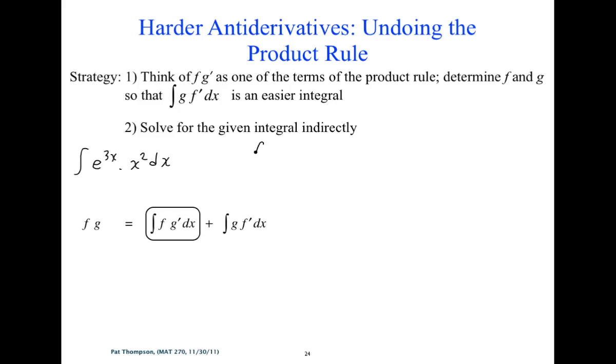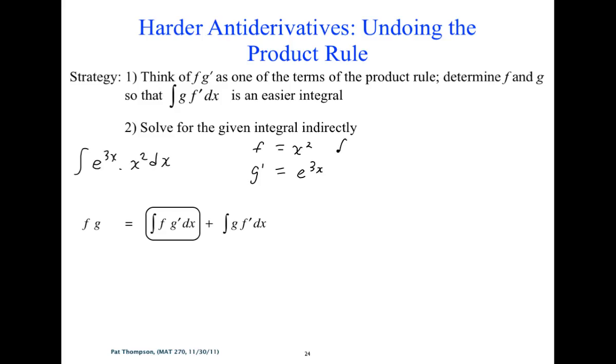Let's try undoing the product rule. So we need to determine what is f and what is g prime. So remember what happened last time. By choosing f to be our power, our thing with x, then that f prime has 1 degree lower, and that is simpler, right? That helps it be simpler. So let's try that same thing again. F is x squared, and g prime is e to the 3x.